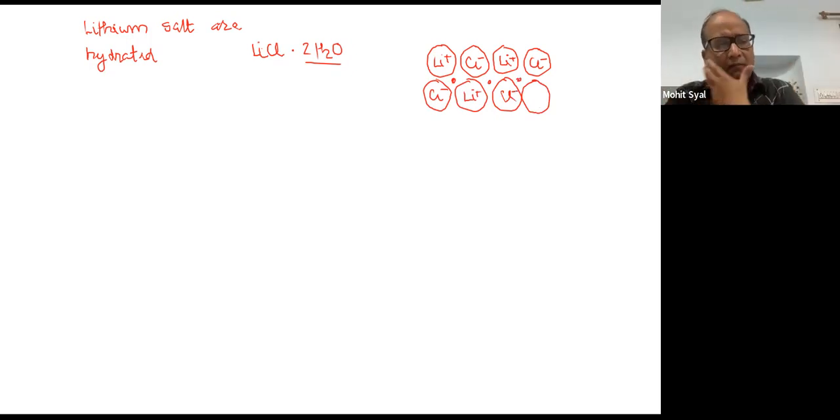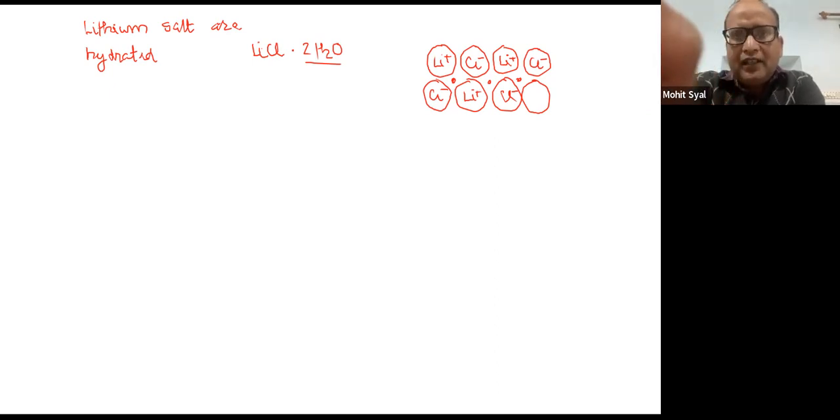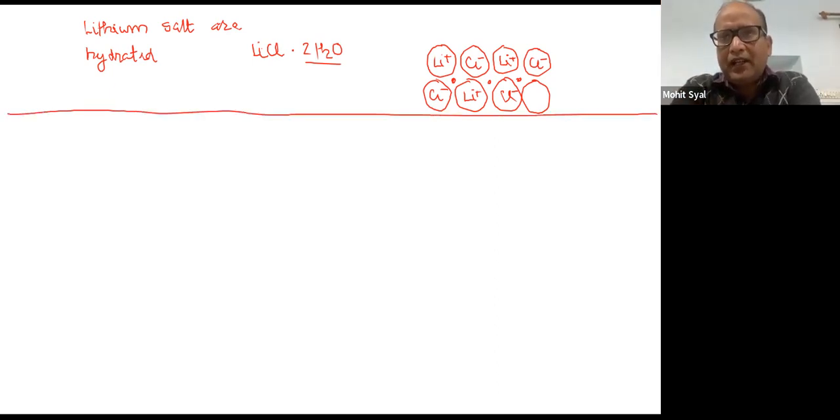You might have observed that when there is rain, the salt which we use for cooking forms lumps. That is because of the absorption of water, it forms a hydrate. So lithium, being smaller, has the maximum tendency to attract water molecules, so it will form a hydrate. And this hydration energy which is released by the cation and anion is also responsible for the dissolution of the salt in water.